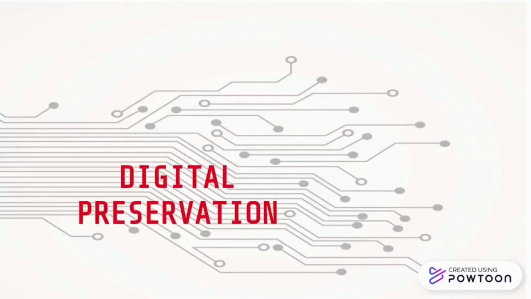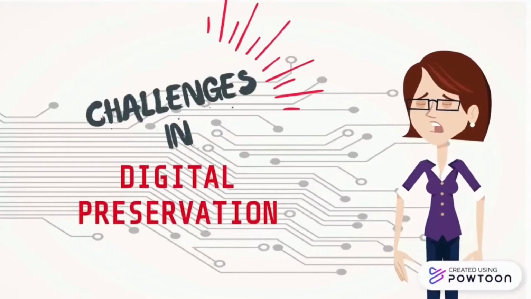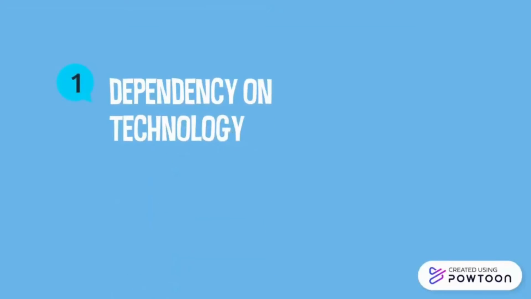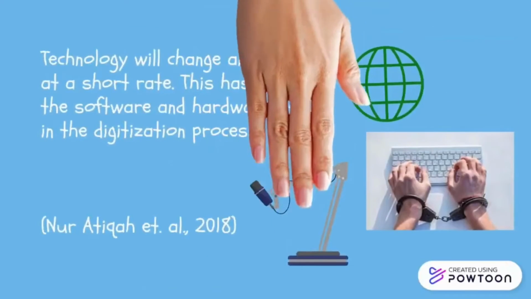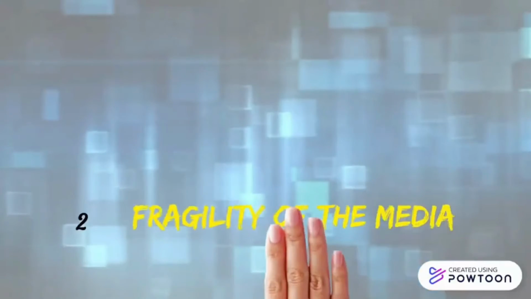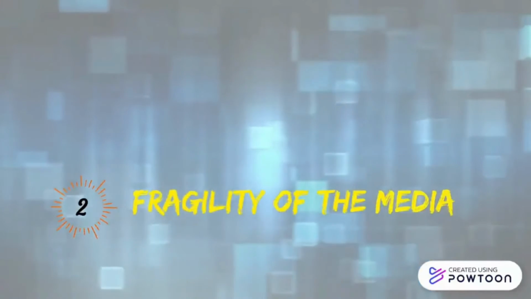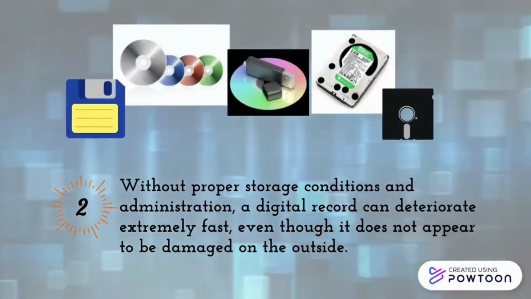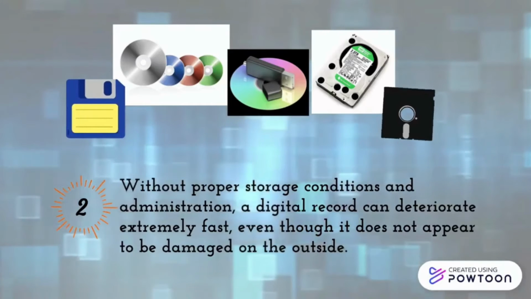However, despite the importance, there are some challenges in digital preservation for a record-keeping organization. The major challenge is the dependency on technology. Technology will change and be updated at a short rate. This has affected the software and hardware used in the digitization process. The second challenge is the fragility of the media. Without proper storage conditions and administration, a digital record can deteriorate extremely fast, even though it does not appear to be damaged on the outside.